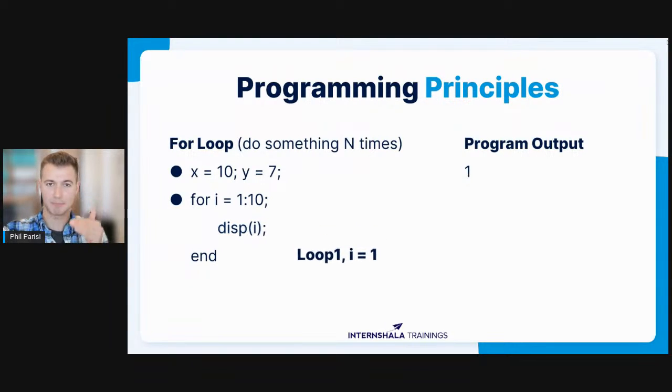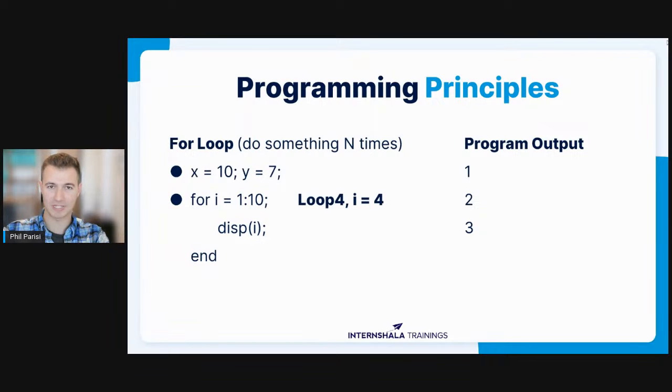We keep moving through all the commands. Once we get to the end, we increment I by 1. So now the value of I is 2 during loop 2. Now we move back through, we run the commands, display I is equal to 2, and we get that program output. Now in the next loop, loop 3, I is equal to 3. We move through, we display I, we get the program output of 3.